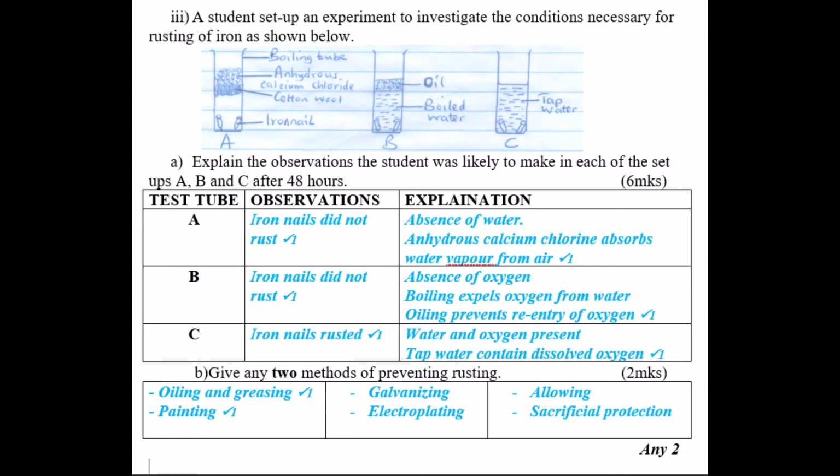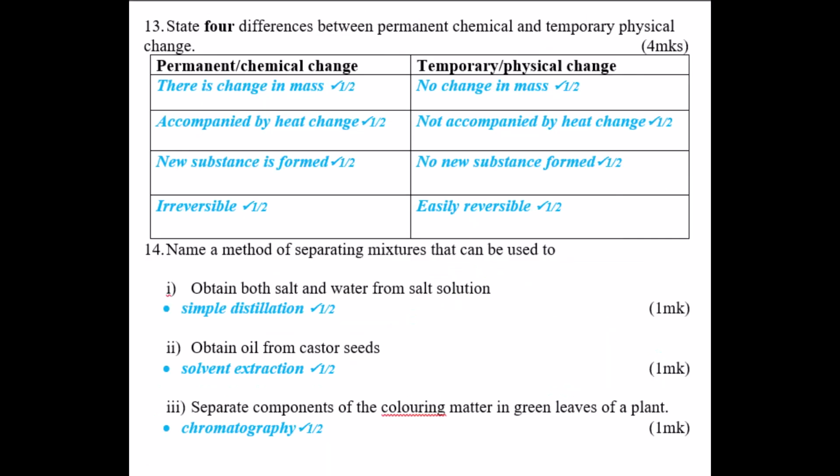And look at the oil. The oil will prevent re-entry of oxygen into the water. We go ahead to part C. C, rusting will occur. Tap water does contain dissolved oxygen, and therefore with the two conditions necessary for rusting, the iron nails will rust. But part B, methods of preventing rusting, any two: oiling and greasing, painting, galvanization, electroplating, alloying, sacrificial protection, any two will earn you the 2 marks.